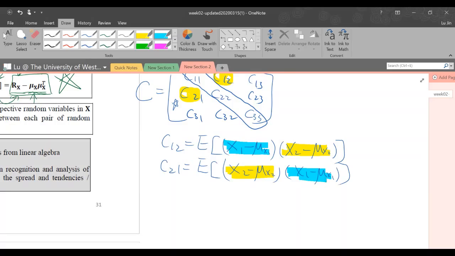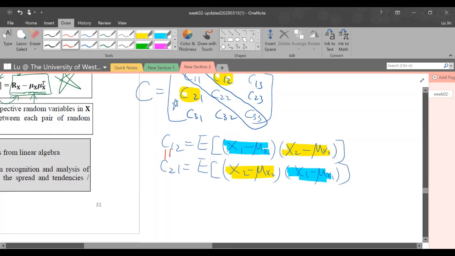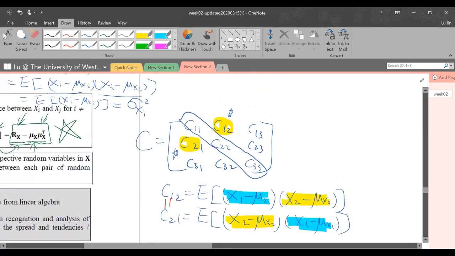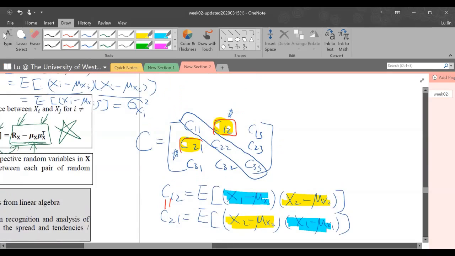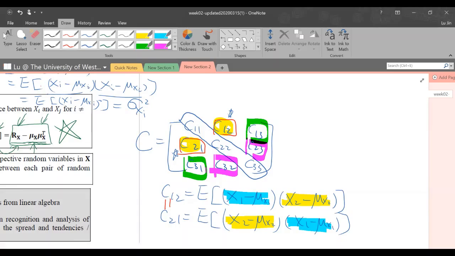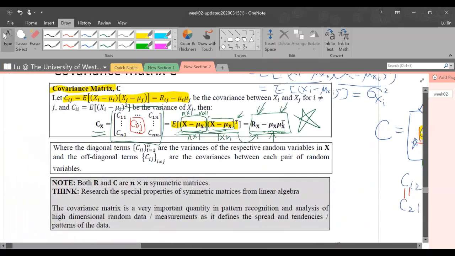So in other words, these 2 things are equal to each other. So that means the C12 element and C21 element are the same. And the similar situation can be found between C13 and C31, C23 and C32. In other words, within a covariance matrix, all the elements must be symmetric about the diagonal direction. Okay, so this is another important property regarding the covariance matrix.